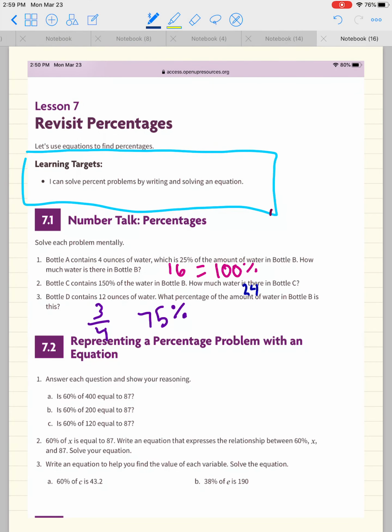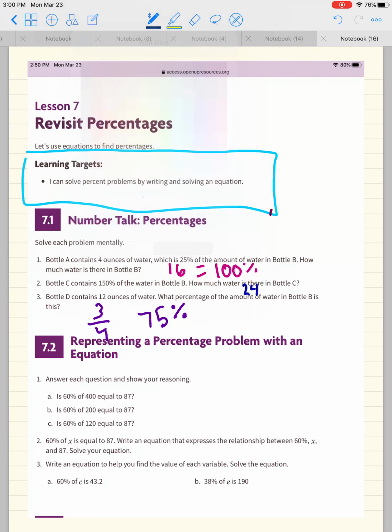So we can think, okay, well, half or 50% of 400 is around 200. Well, it is 200. And so it's not very likely that 60%, which is even higher than 50%, is equal to 87. That just does not make sense. In order to actually prove that this doesn't work, we can go ahead and solve this.